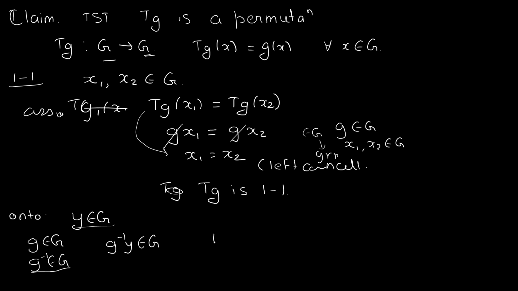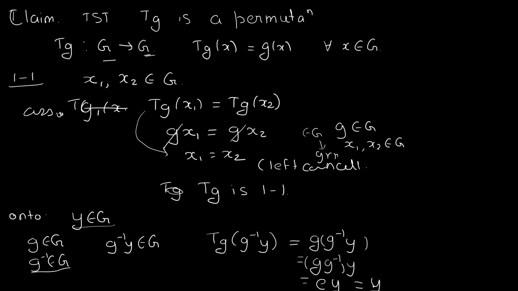So what I will do is take Tg of g inverse y. What I will get is g into g inverse y. By associativity, I will get g g inverse of y, which is equal to e into y. Basically, it is equal to y.